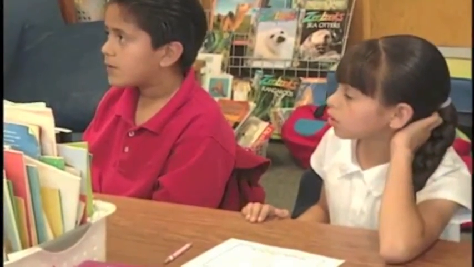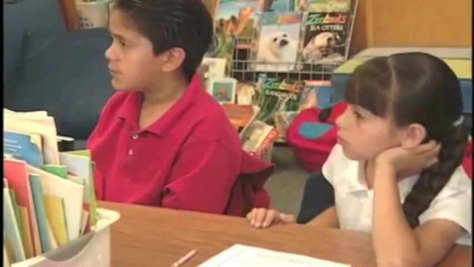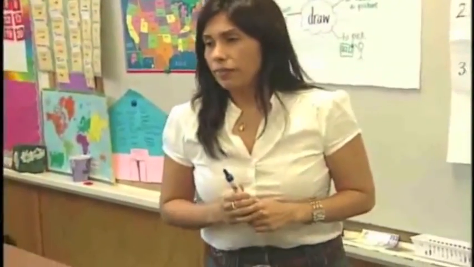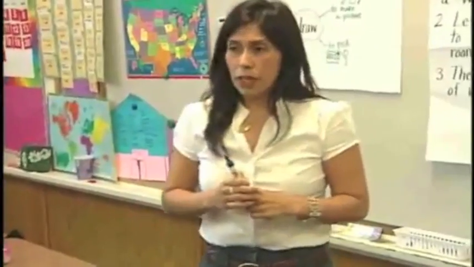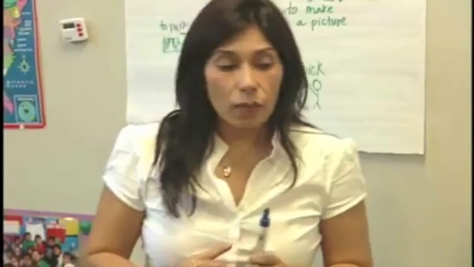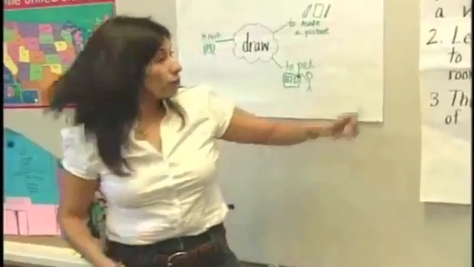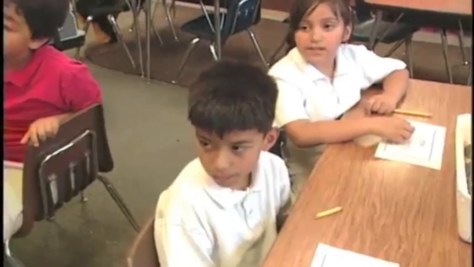The man will draw a name from a hat and announce a winner. Show me with your pictures which draw is that one. Which draw is that one? Does that mean to make a picture or to take out? Okay, boys and girls, if you had the picture that meant to take out, you are correct. Okay, let's read the sentence one more time. The man will draw a name from a hat and announce a winner.